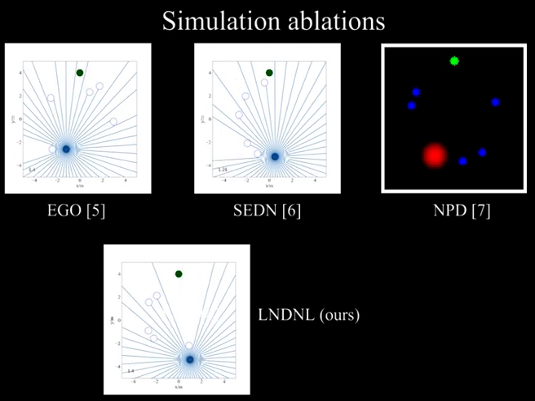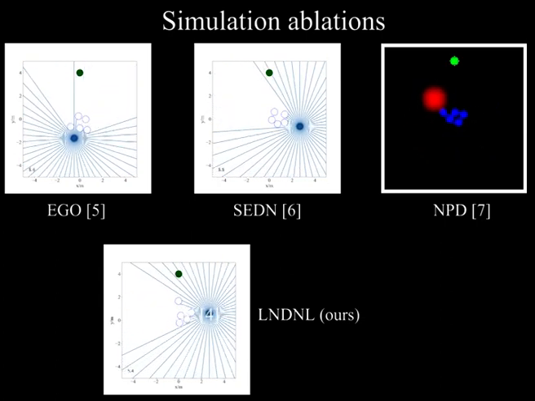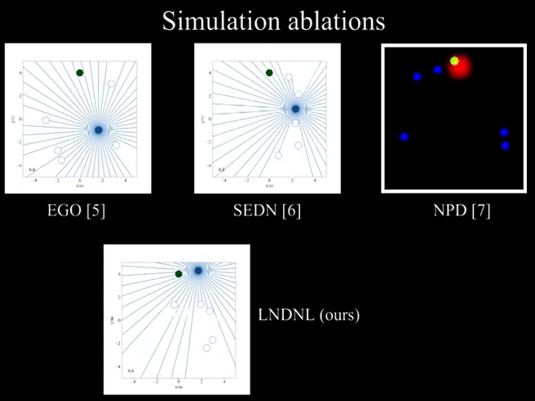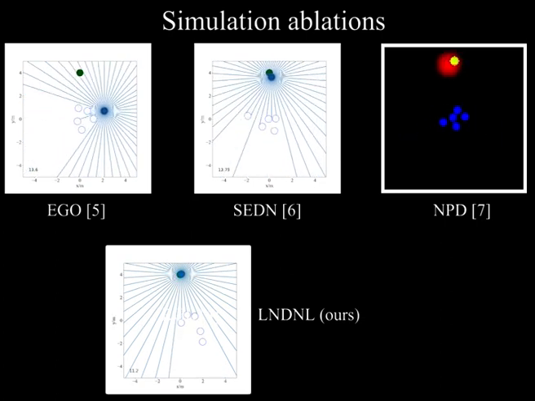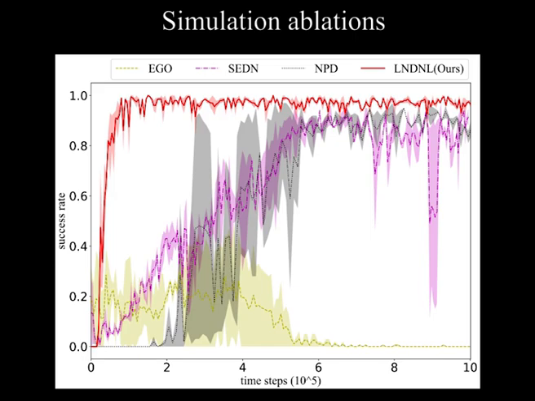Secondly, we compared another 3 baselines that assume partially observable states, such as raw LiDAR scans and occupation maps. EGO and SEDN require imitation learning, whereas NPD does not. However, NPD consists of heavy networks. Our approach achieved efficient and stable learning compared with baselines.